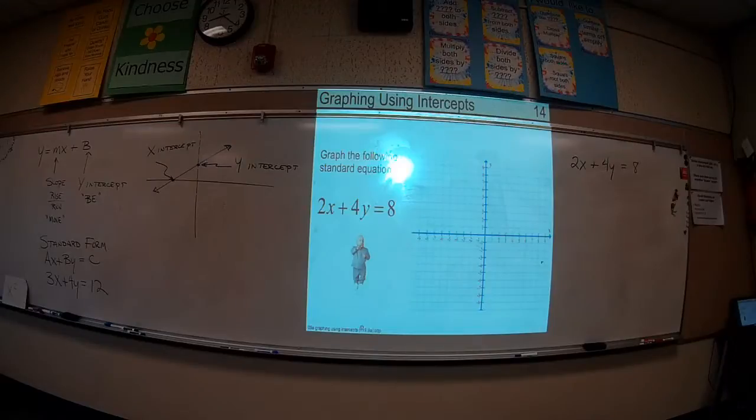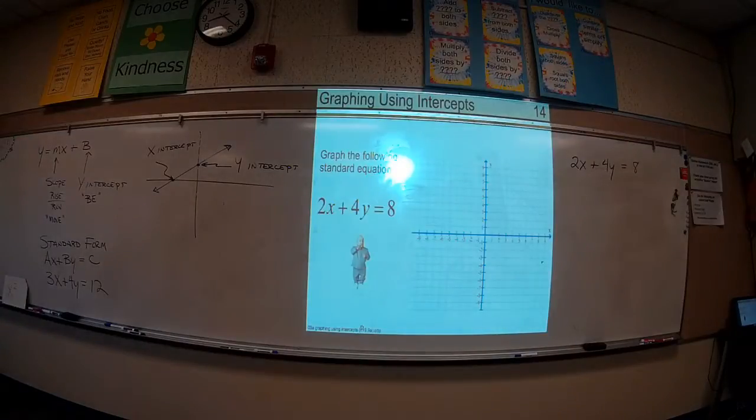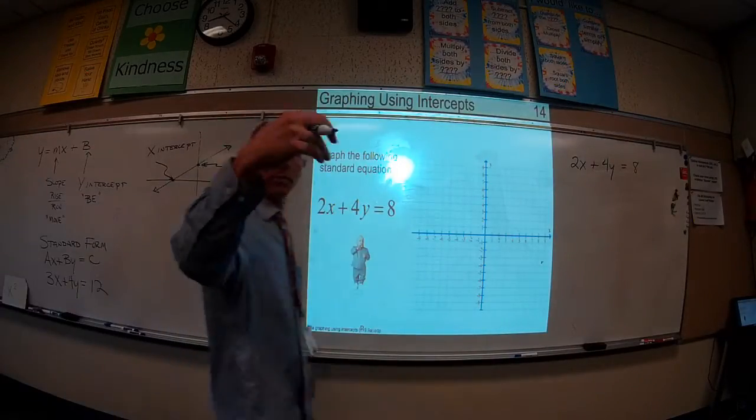Did you write down the equation on your graph paper? On your graph paper, write down the equation. Good. Let's do the split. Who can do the split for me?